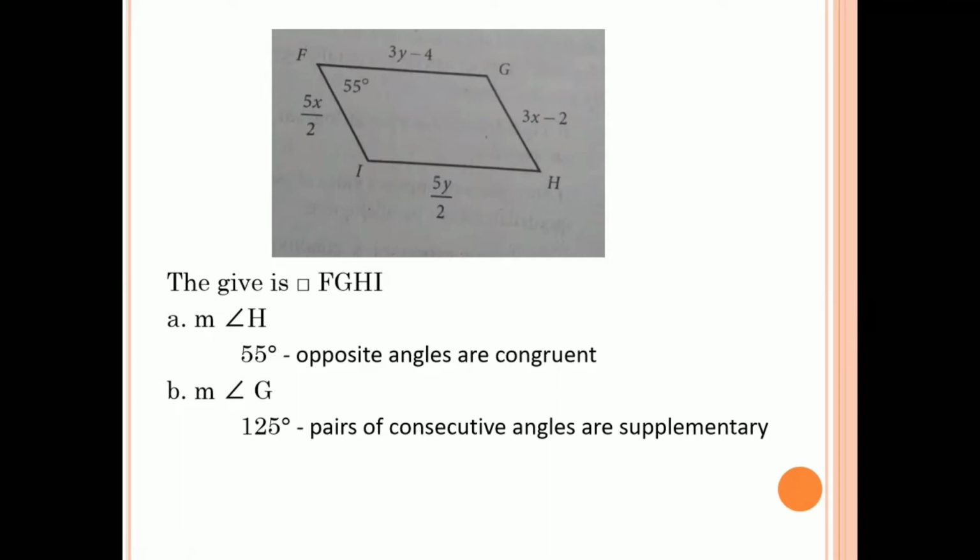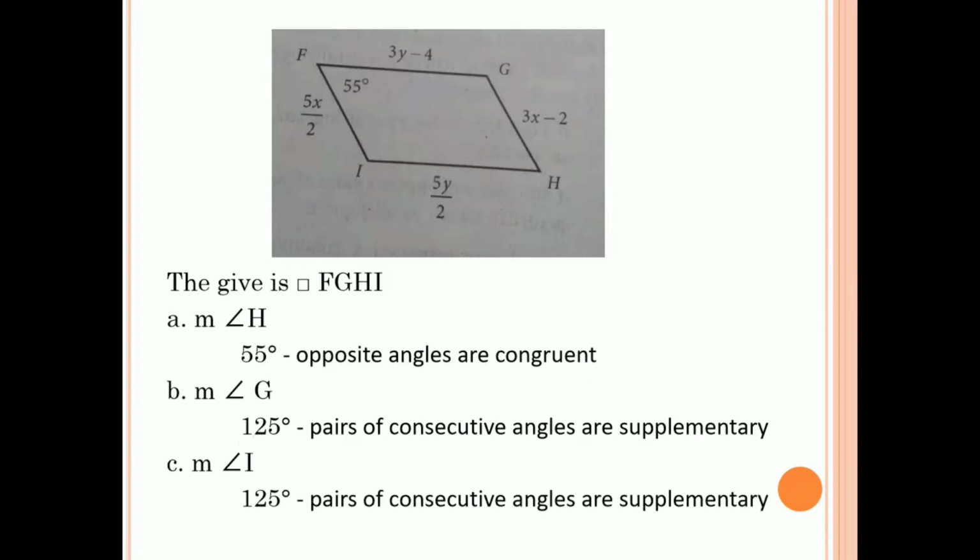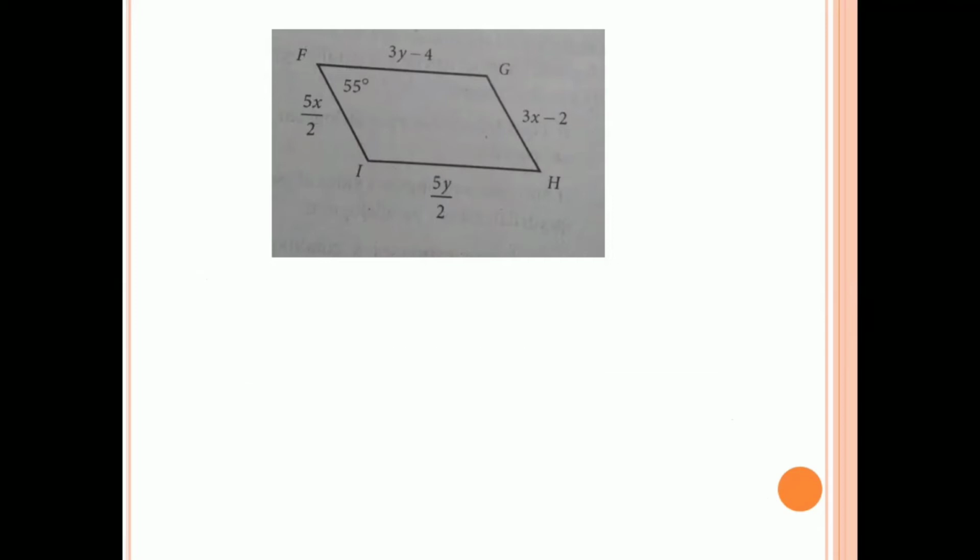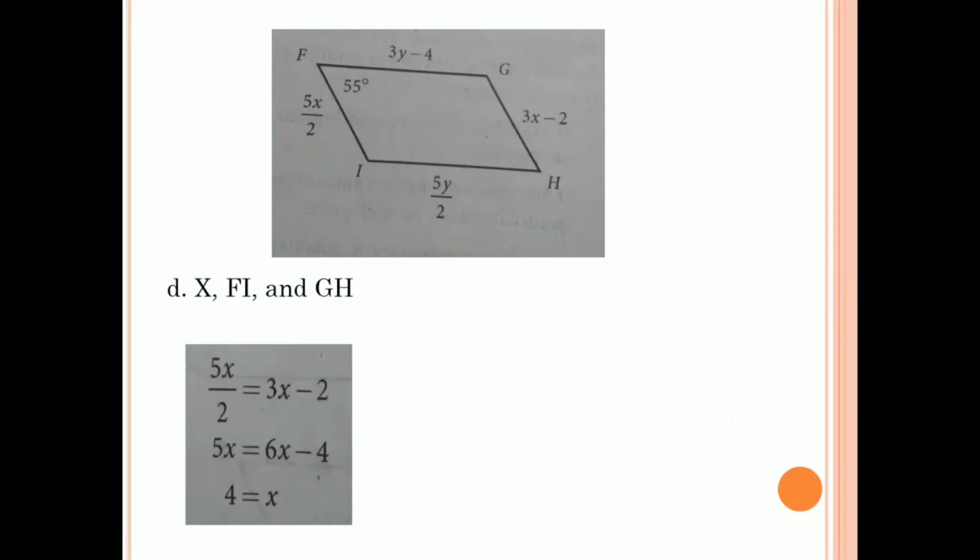125 degrees. Next, what is the measure of angle I? The measure of angle I is also 125 degrees because pairs of consecutive angles are supplementary. And angle I is also the opposite of angle G, so they are the same in measure. Next, find x, the segment FI and the segment GH.